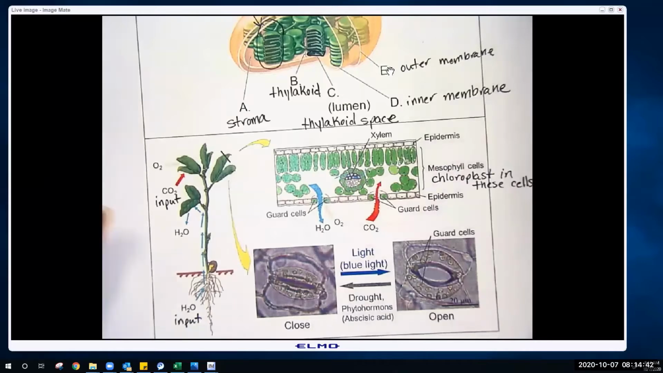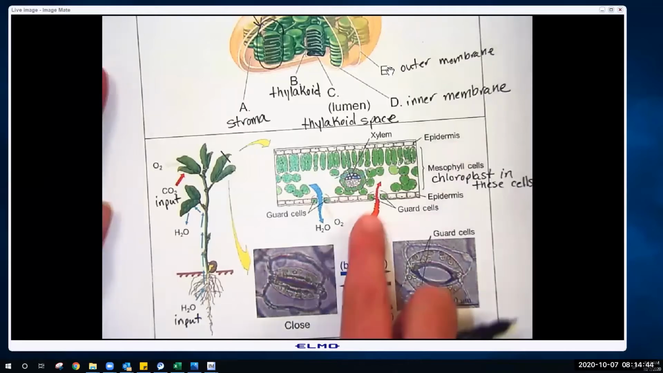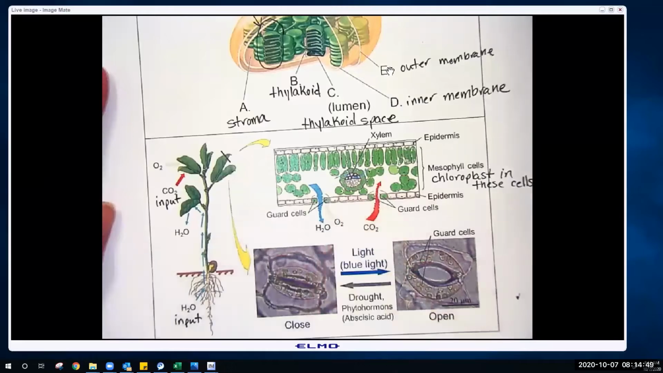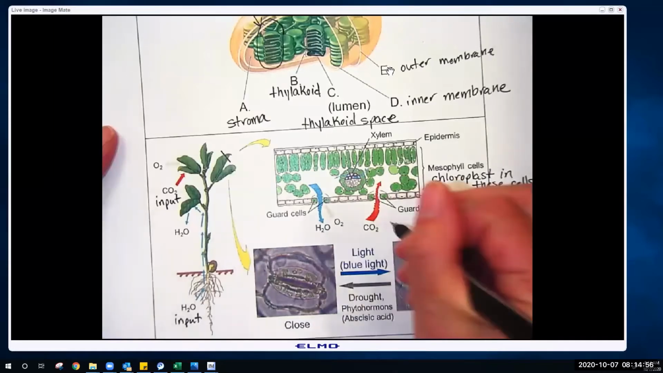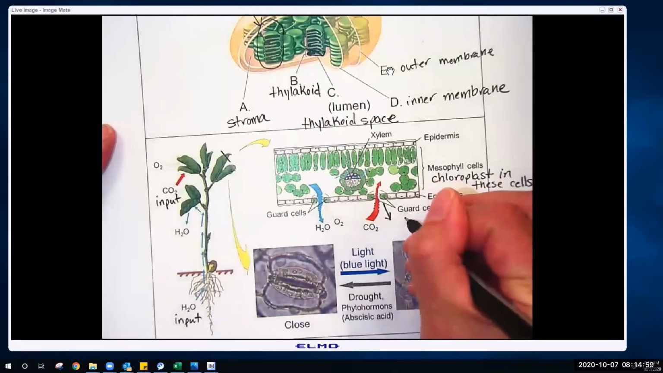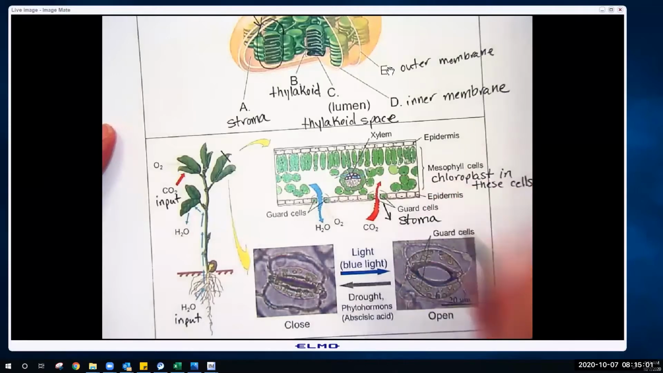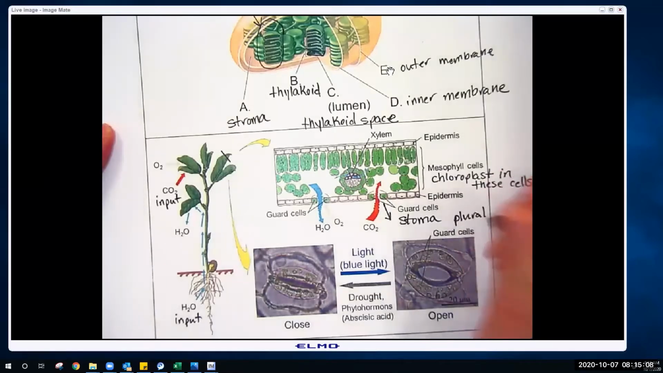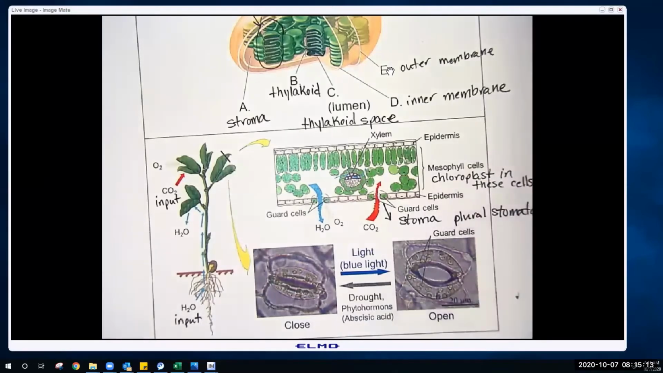But what I want to show you here is that there are little pores, little openings. And usually they're on the underside of the leaf. Under the leaf, if we look at it under the microscope, we see these openings. One opening is called a stoma. Multiple openings, the plural form, is called stomata. And they're just holes in the bottom of that leaf.